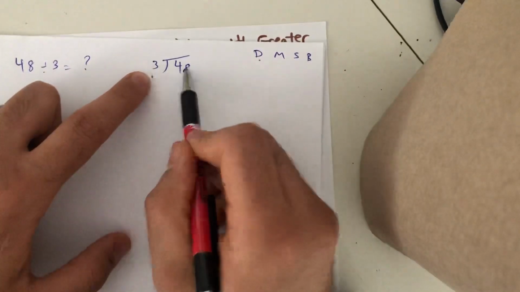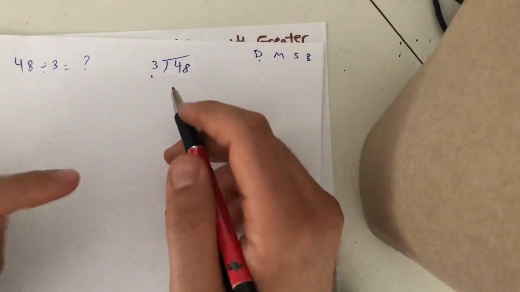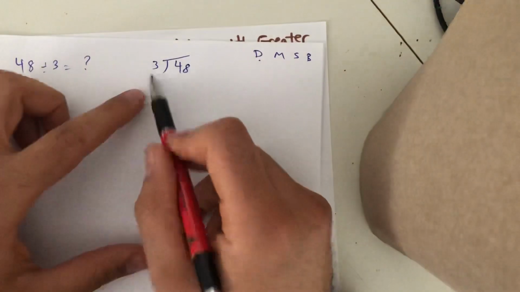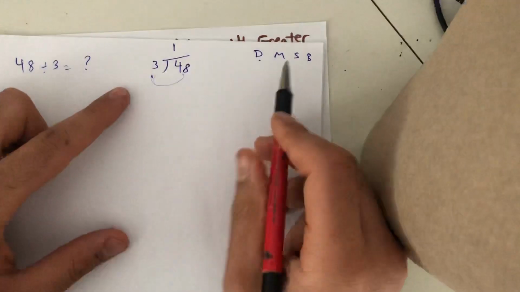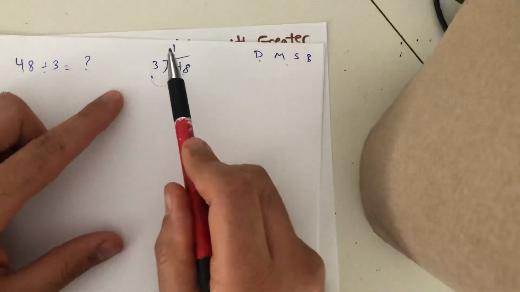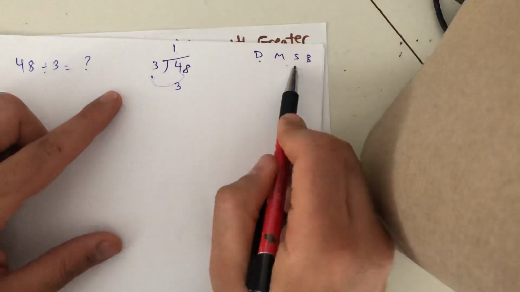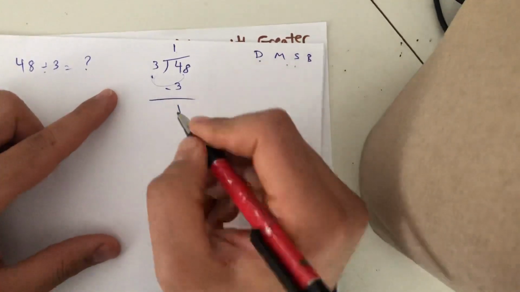Divide. How many times does 3 go into 4? It goes into 4 one time only, because if I go 3, 6, 6 is a bigger number than 4. I cannot do that. I would just want to go into 4. So it goes into 4 only once. Step number 2, multiply. 1 times 3 equals 3. S, subtract. 4 minus 3 equals 1.